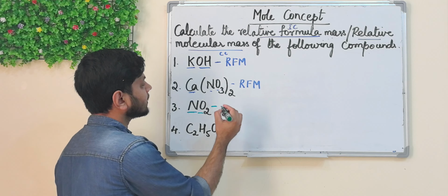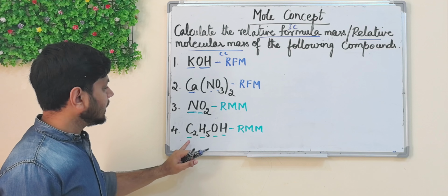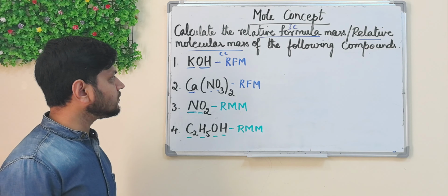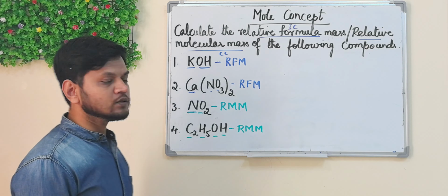I hope you understood that for ionic compounds we calculate the relative formula mass, and for covalent compounds we calculate the relative molecular mass. There is not much difference. Both are the same. Only the name differs: for ionic compounds it is relative formula mass, and for covalent compounds relative molecular mass. Now to calculate these, we need to have a periodic table with us. The periodic table will help us find the mass of these elements.